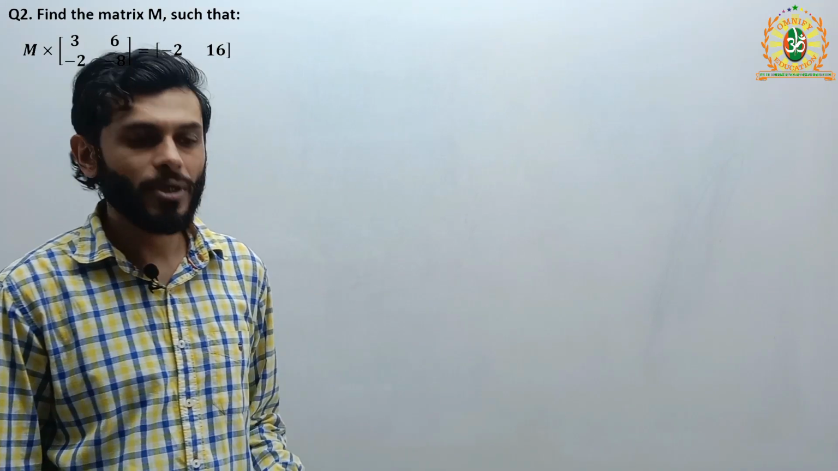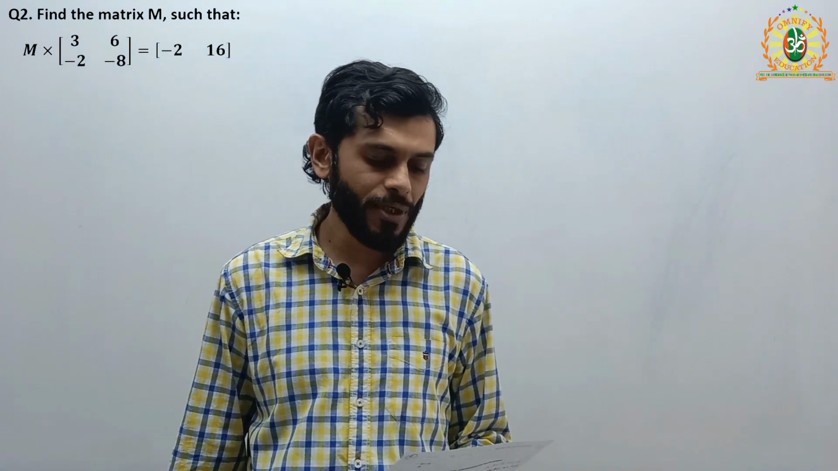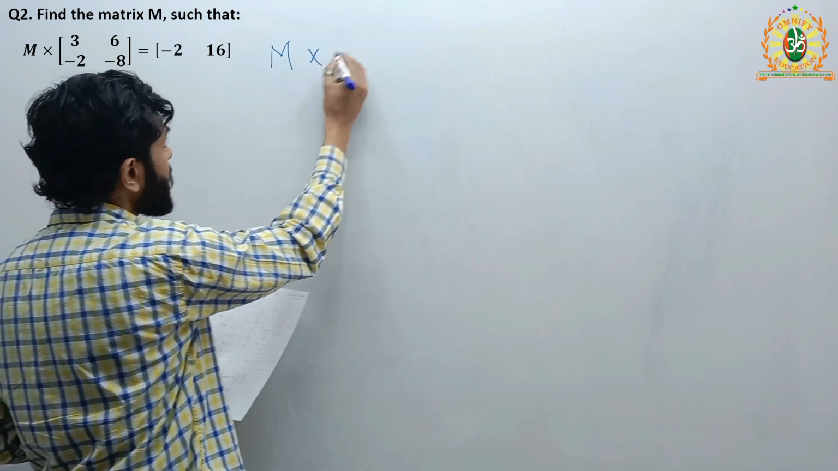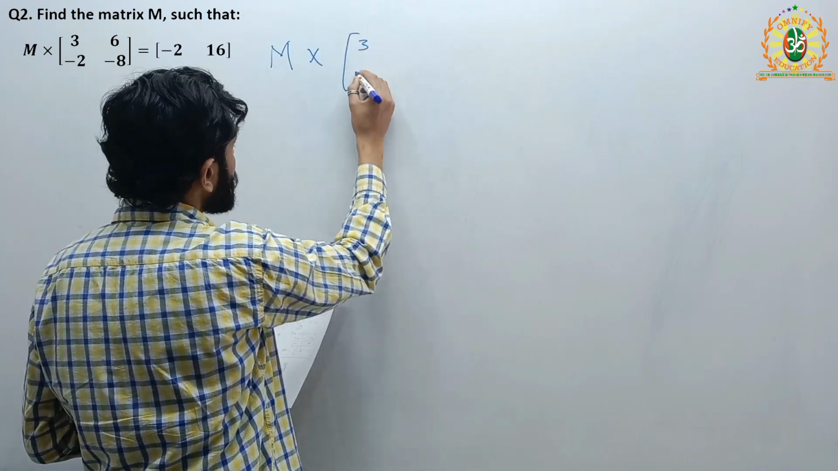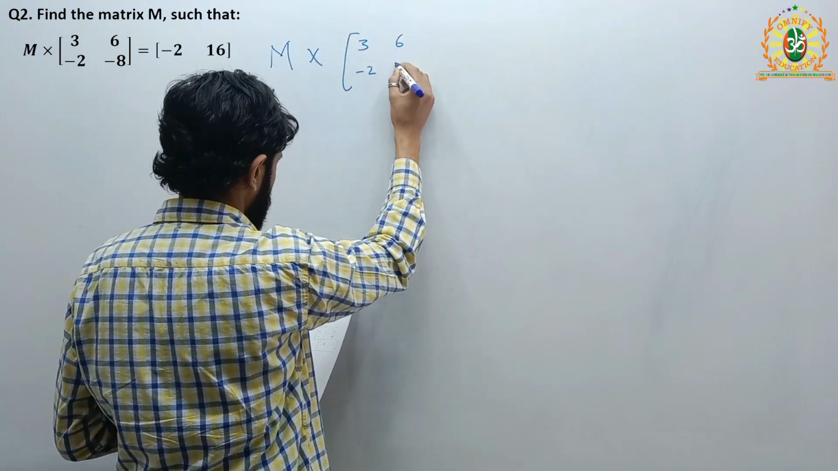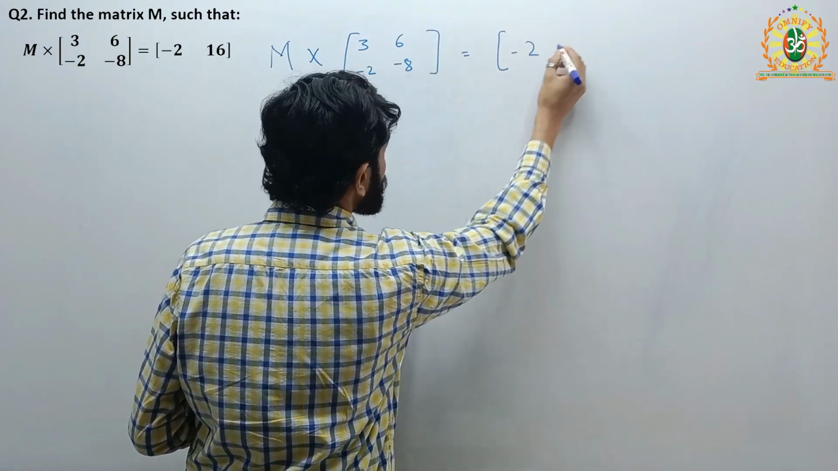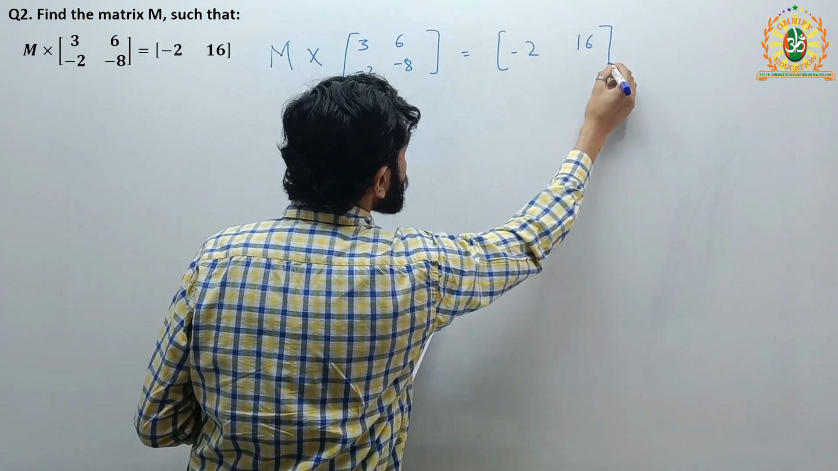So now let us come to another question. Find the matrix M such that M multiplied by [3, -2; 6, -8] is equal to [-2, 16].